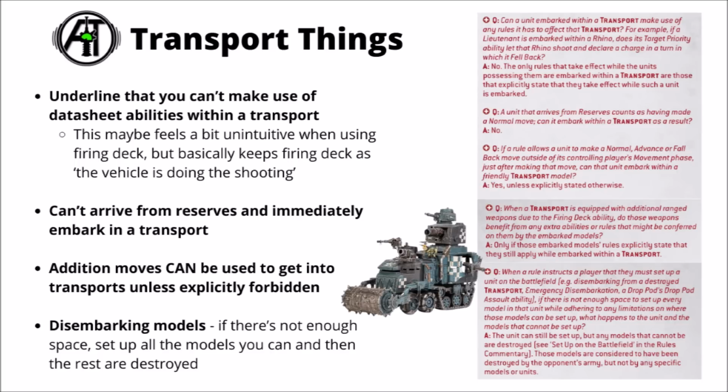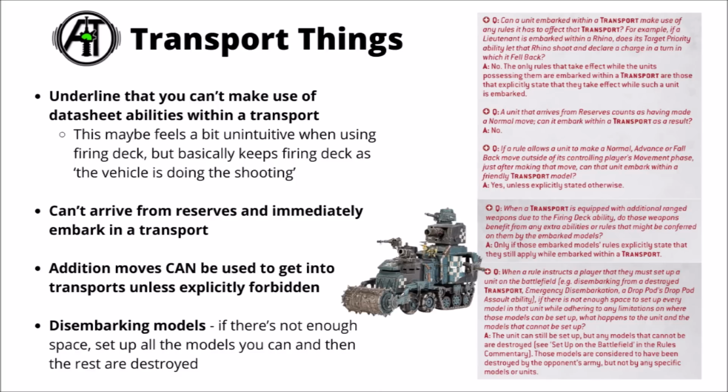For transports, they underline that you can't make use of datasheet abilities when you're within a transport. That's always been the case really, but just being extra clear that you can't do that when you're using Firing Deck and things. You can't arrive from reserves and immediately embark in a transport, but additional moves elsewhere in the turn can be used to embark in a transport unless the rule in question absolutely forbids it. We already saw that one being mentioned with the Eliminator's move-shoot-move, allowing them to jump back in transports.